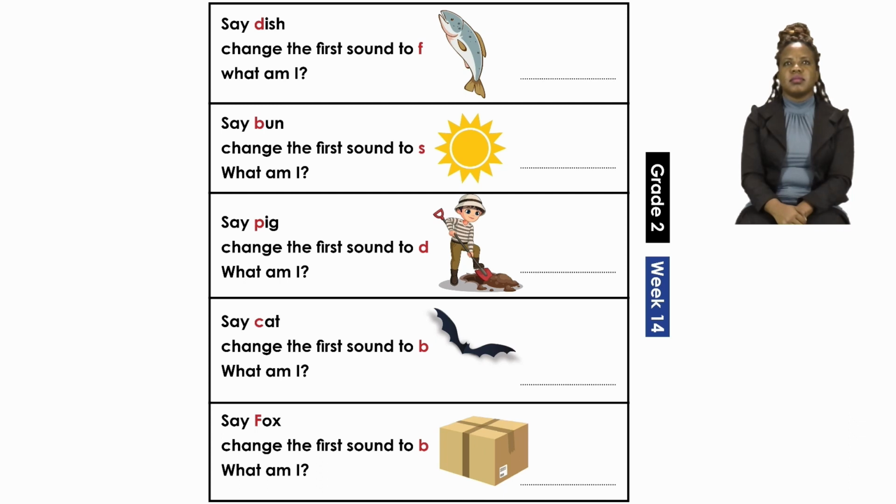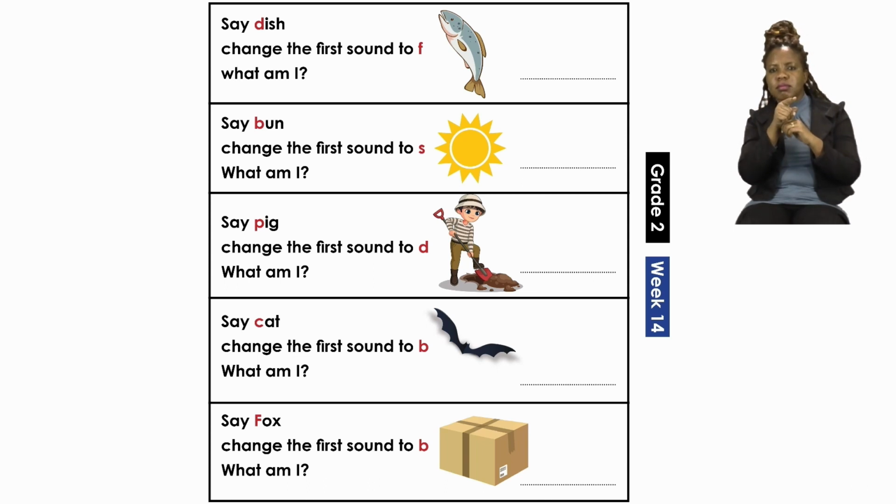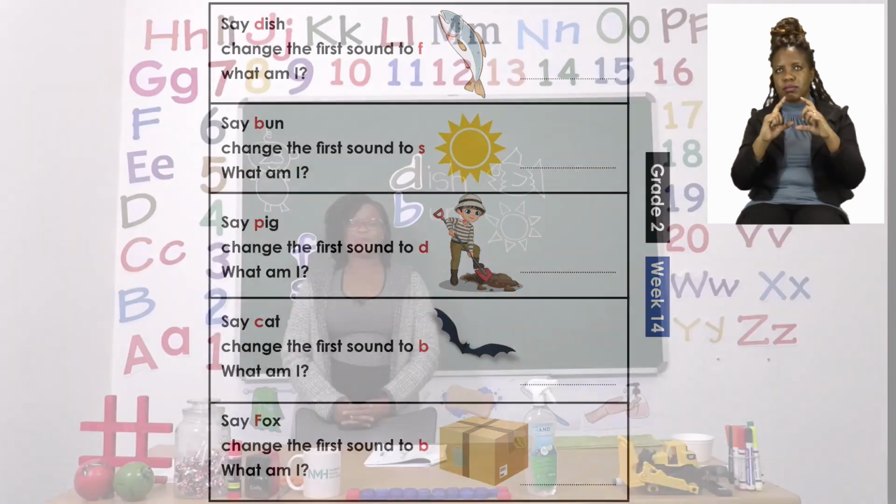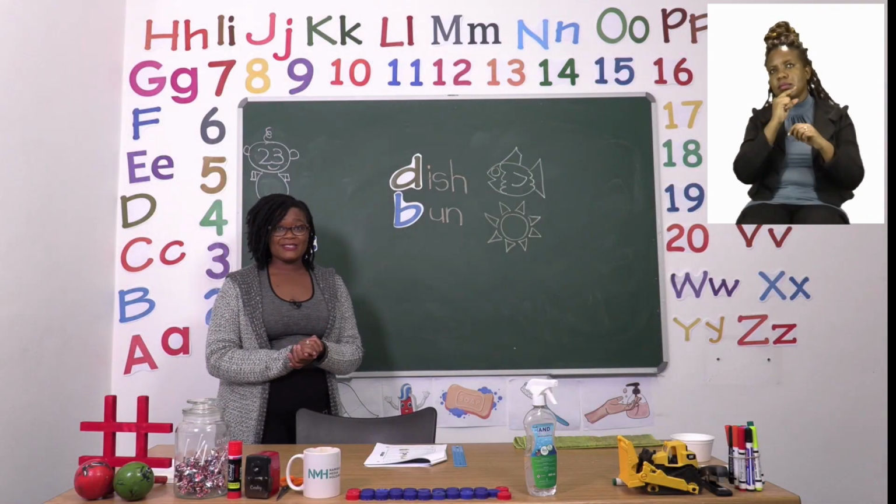We are going to do the first one and the second one together. So let us start with the first one. It says, say dish. Change the first sound to f. What am I? Let's read it again. It says, say dish. Change the first sound to f. What am I? And they've given us a picture for a clue. Let's take a look at the board. So you and I are going to do this one together.